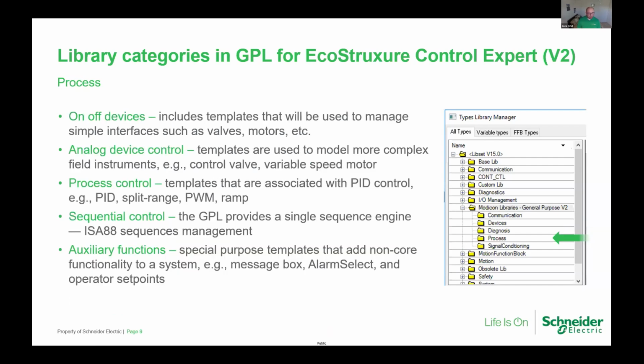On the process side, we have the different categories for on-off devices. You can monitor analog device control. We have process control libraries that you can instantiate in the Control Expert programming environment, and then also monitor that in the System Platform. Sequential control, which is ISA 88 compliant. So we have some of that too. And then, of course, we have some auxiliary functions that are part of that library.